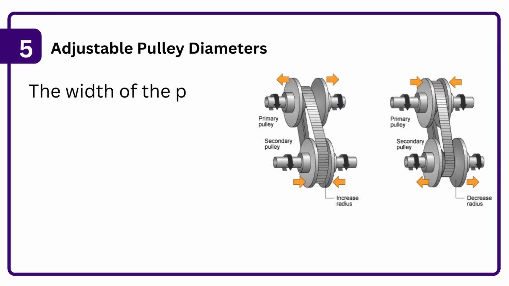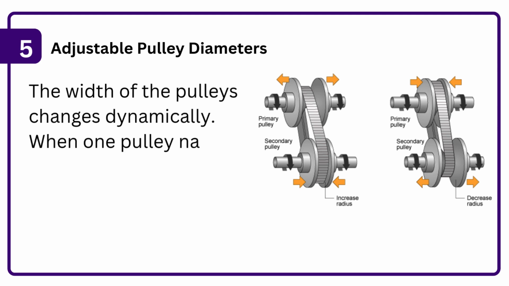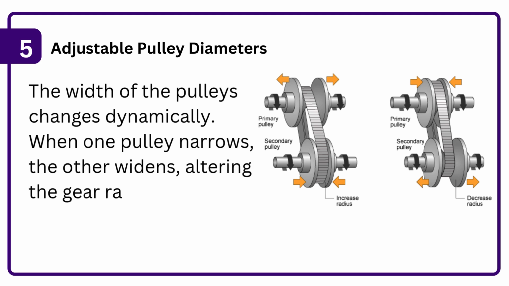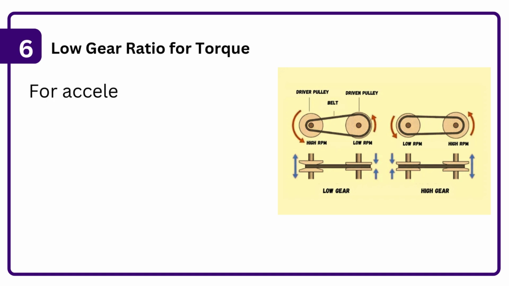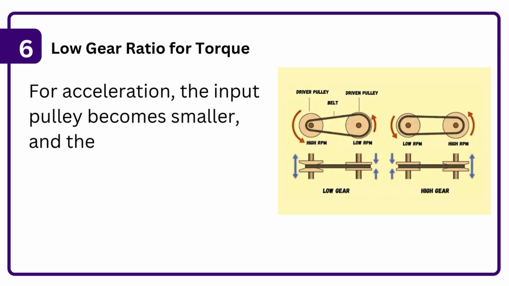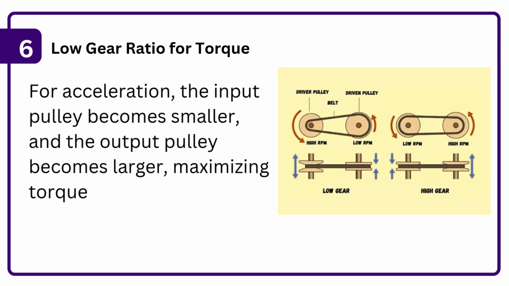5. Adjustable pulley diameters. The width of the pulleys changes dynamically. When one pulley narrows, the other widens, altering the gear ratio. 6. Low gear ratio for torque. For acceleration, the input pulley becomes smaller, and the output pulley becomes larger, maximizing torque.